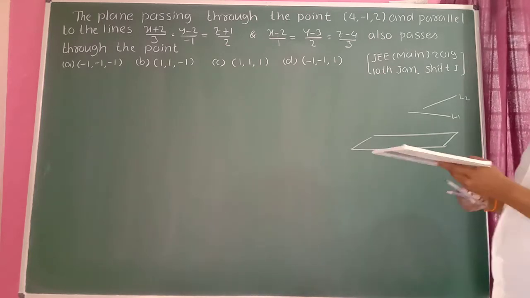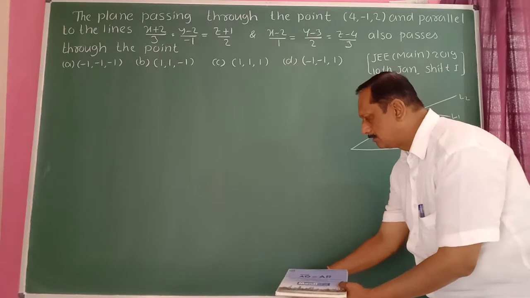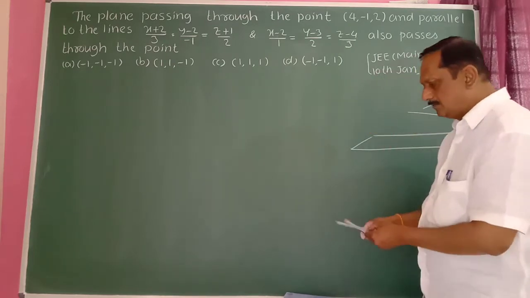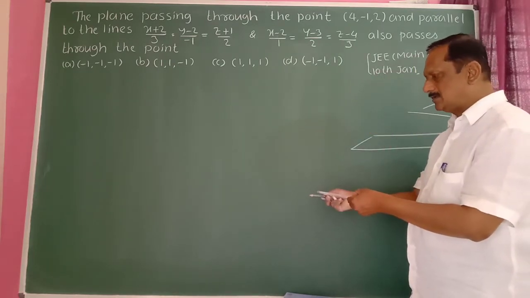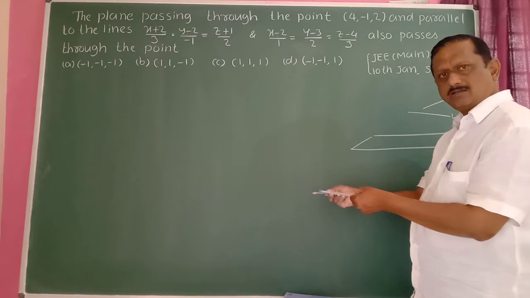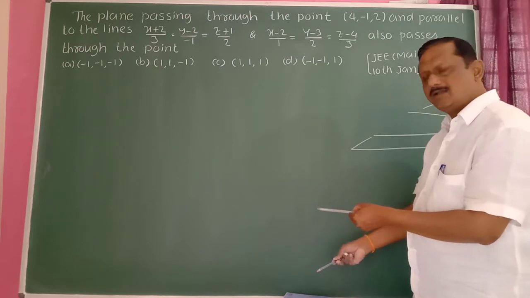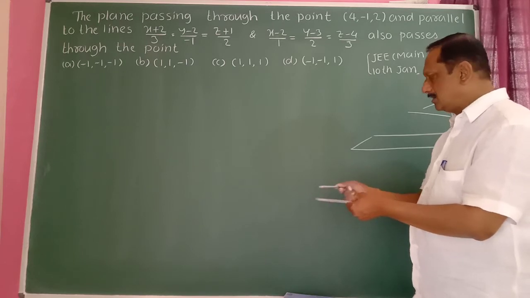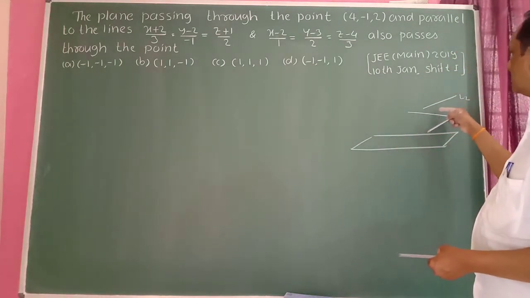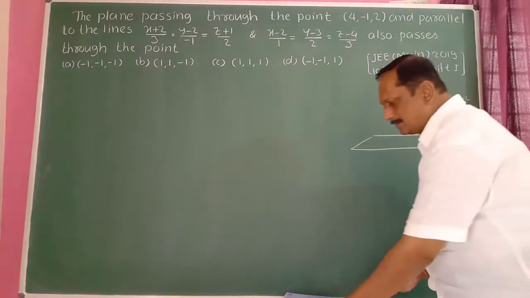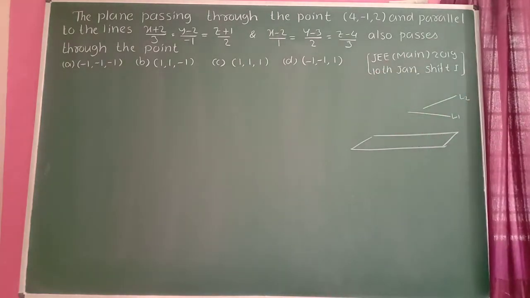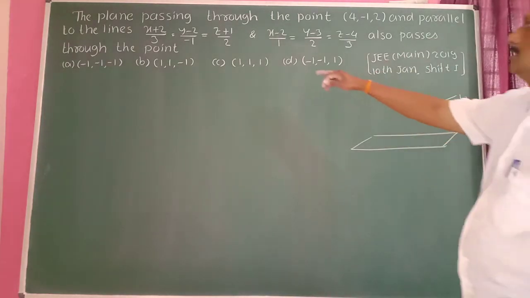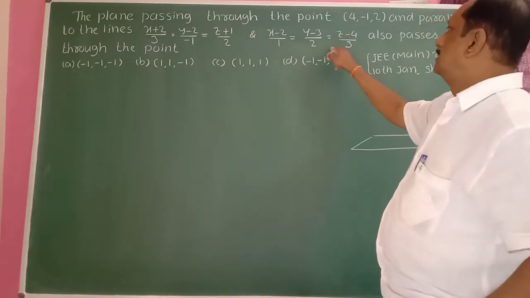Consider this is a plane. Then one line is this one, the other line is like this. Both are parallel to this plane. Therefore, this is a plane and both lines, L1 and L2, are parallel to this plane.